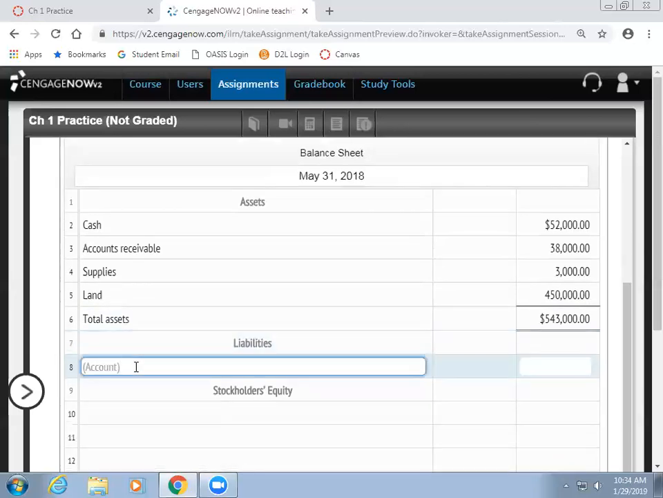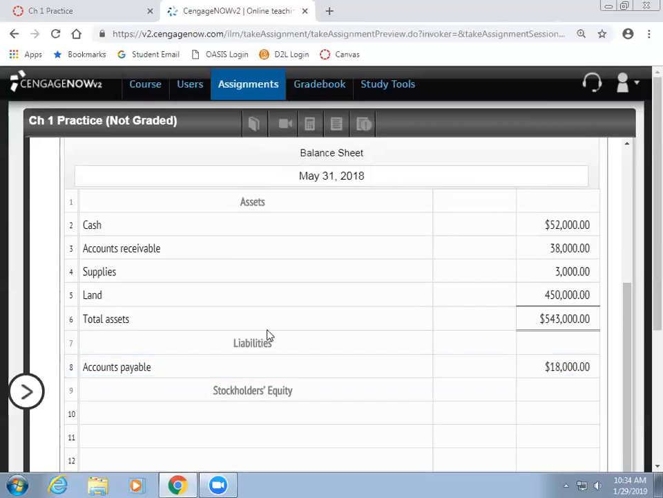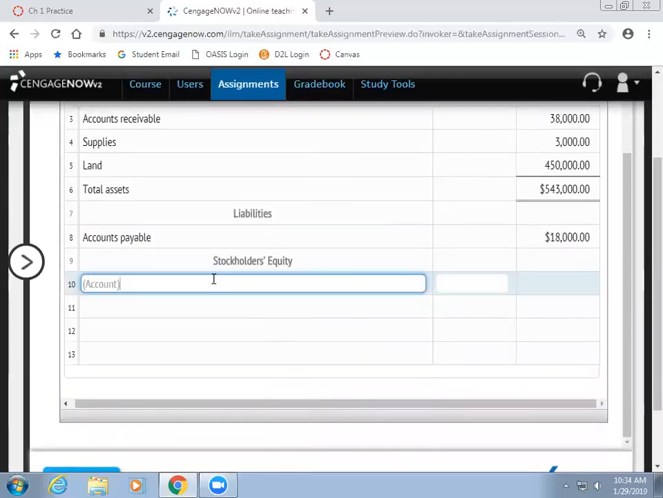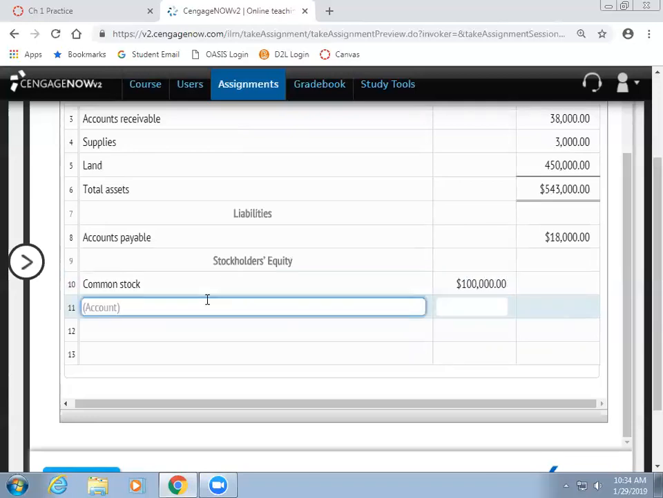On line 8, we're going to put our liabilities. In this case, we just have the one, accounts payable. Accounts payable. And it is 18,000. And then under stockholders' equity, we'll put common stock. Common stock, and this goes in the leftmost side because we're going to calculate a total. That is 100,000.